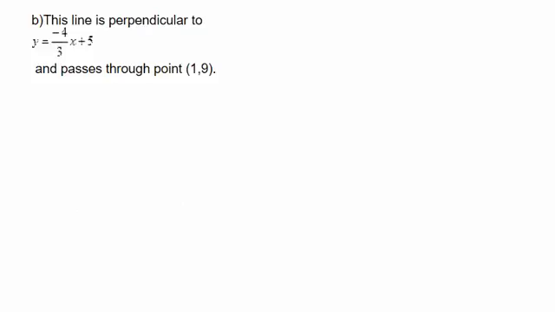Part B, let's find the equation of a line that is perpendicular to y equals negative 4 over 3x plus 5 and passes through the point 1, 9. So we know that perpendicular lines have negative reciprocal slopes of each other. So if the slope of line 1 is negative 4 over 3, we know that the slope of our line has to be the negative reciprocal of that, which is just 3 over 4.